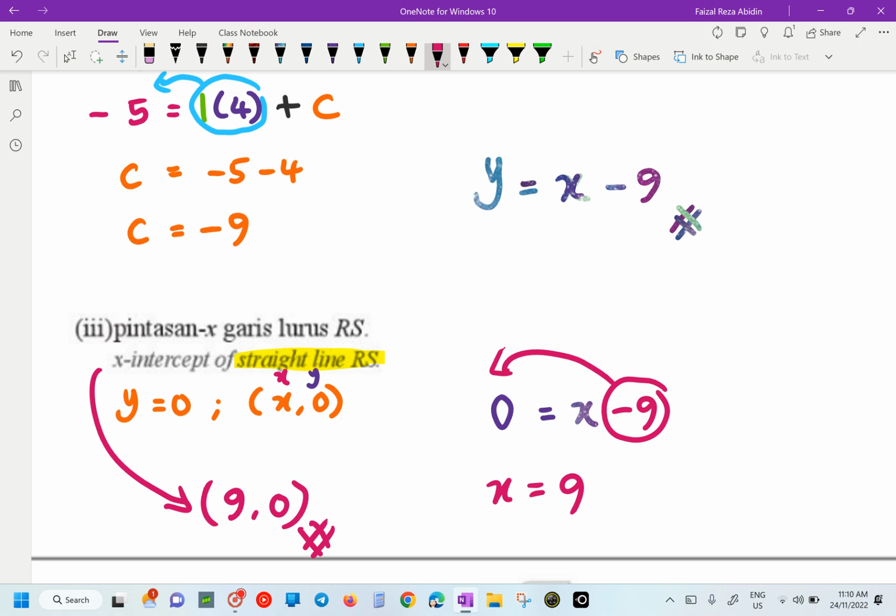Please be careful. If x-intercept, y will be 0. If y-intercept, x is going to be 0. Can, girls?